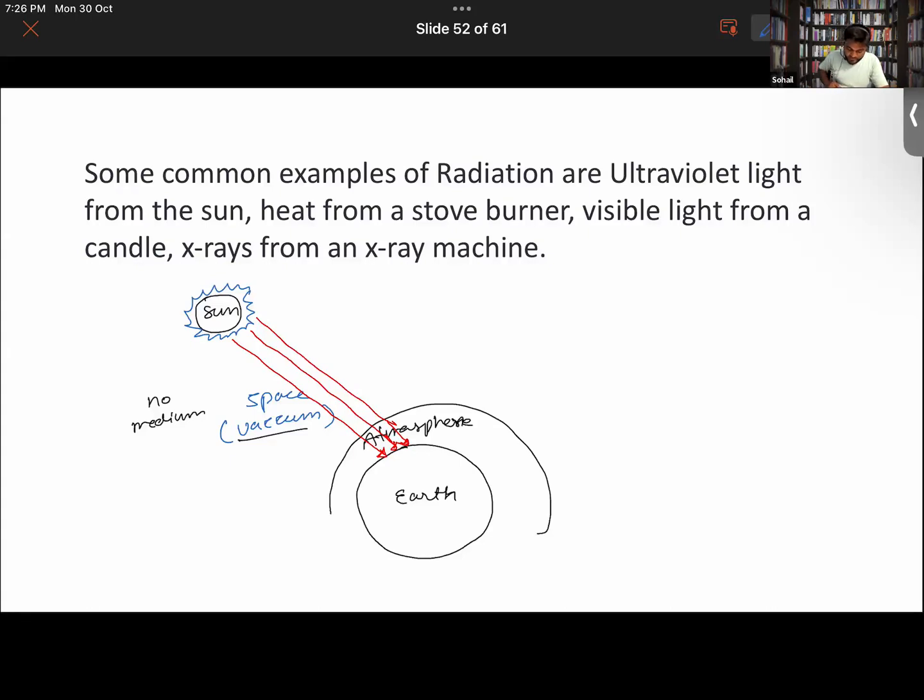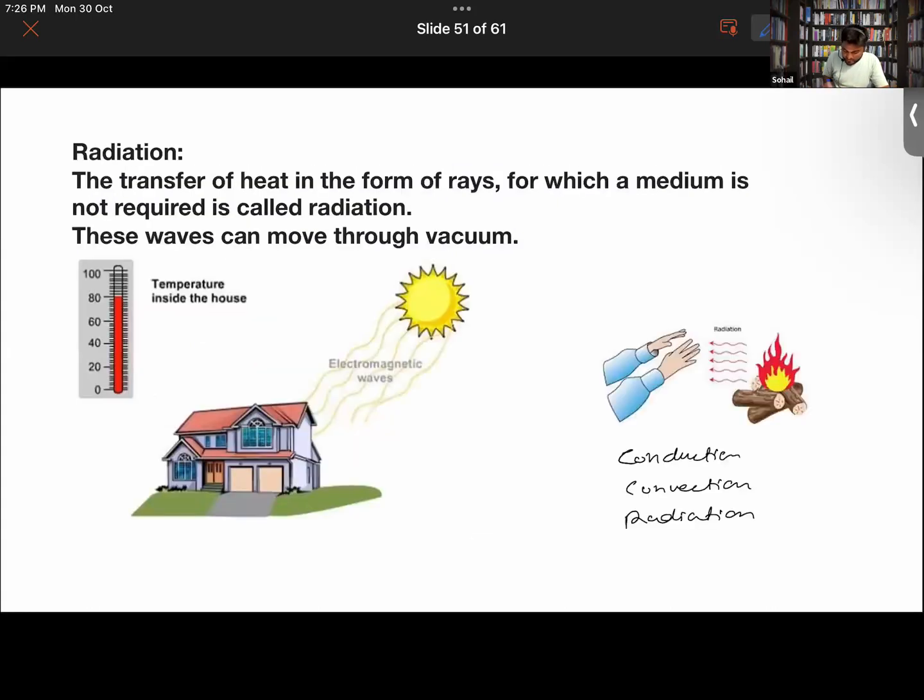So what we basically discussed here is that radiation is the fastest mode of transfer of heat. Not just the sun. Even in a fireplace, if you were to light the woods, there also heat is traveling to us by the process of radiation.